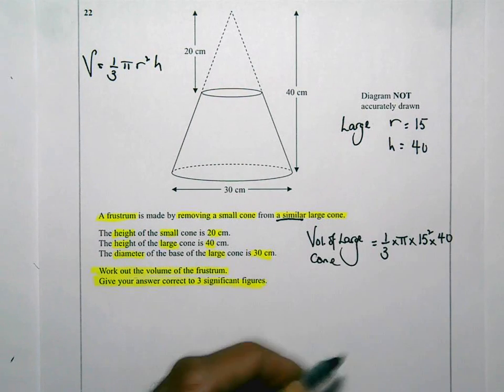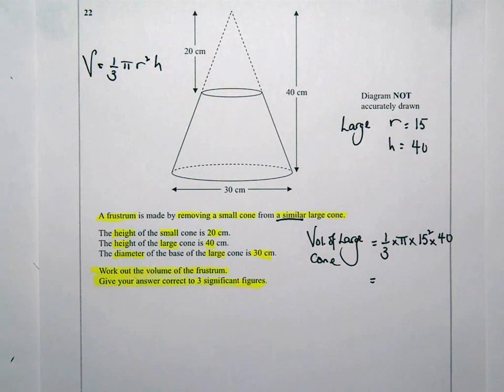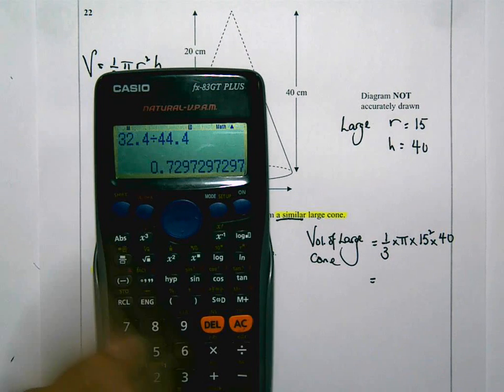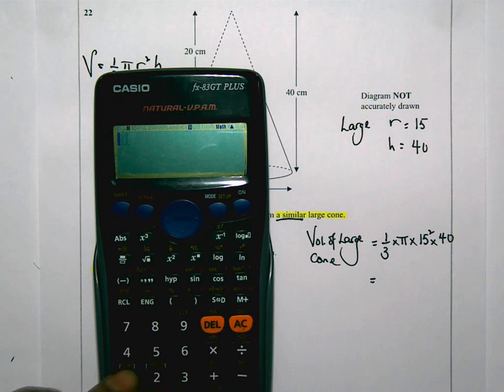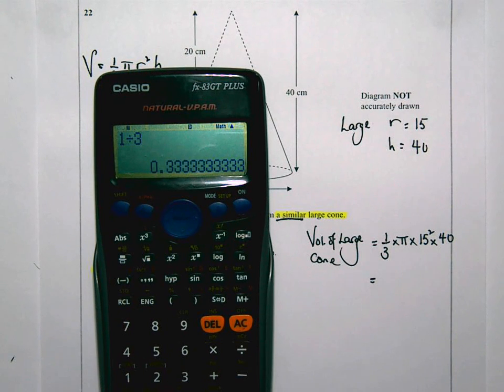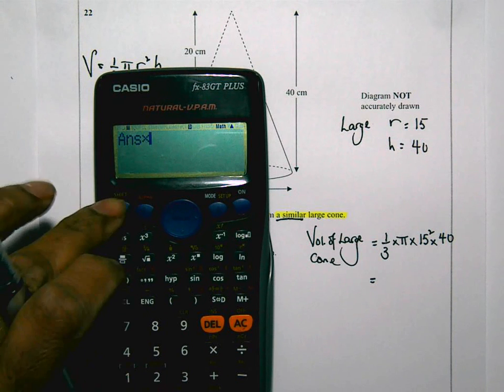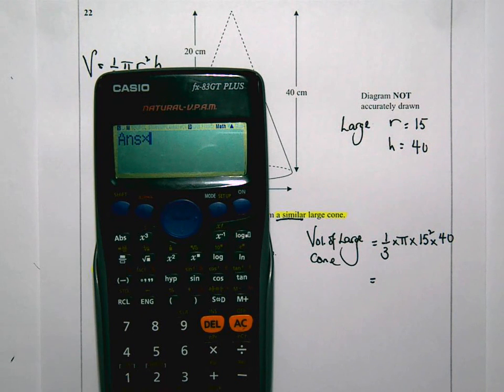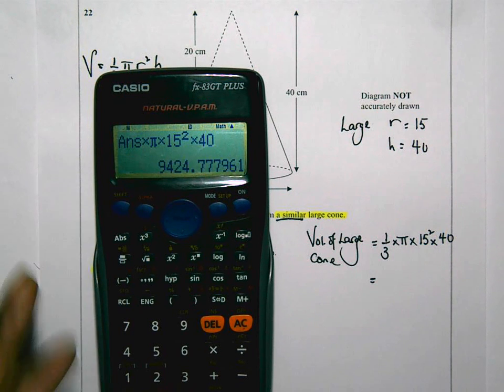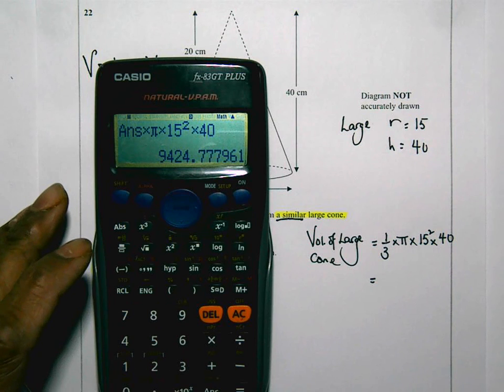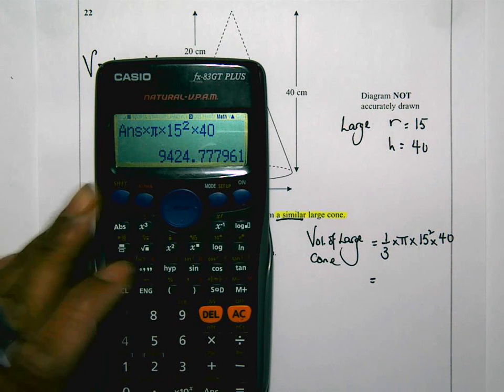And now I need to just use my calculator to work all of that out. Now 1/3 is 1 divided by 3, so I'm going to work that out to begin with. I'm going to times that by pi, so remember shift and then the pi button down at the bottom, times 15 squared times 40. So I've put everything in there and pressed equals, and there's my result, 9,424.777.